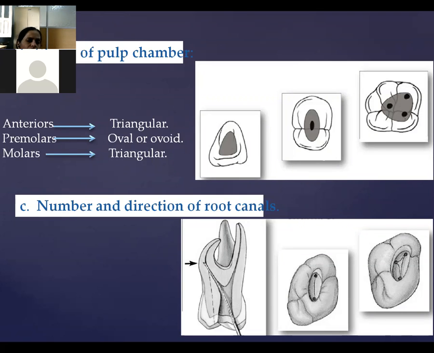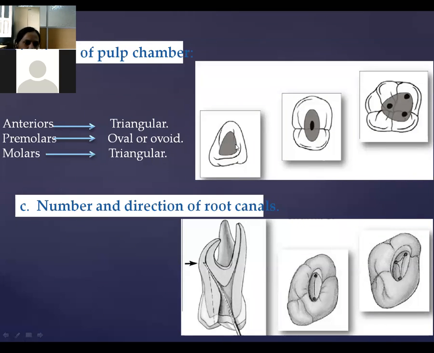If you are treating a central incisor, then the shape of your access cavity will be triangular. Here you can see that this is a central incisor and this is the cross section of the central incisor. This is the incisor edge. So if you take a cross section at the CEJ of the central incisor, it will be like this and the access cavity shape will be like this. So here it is triangular.